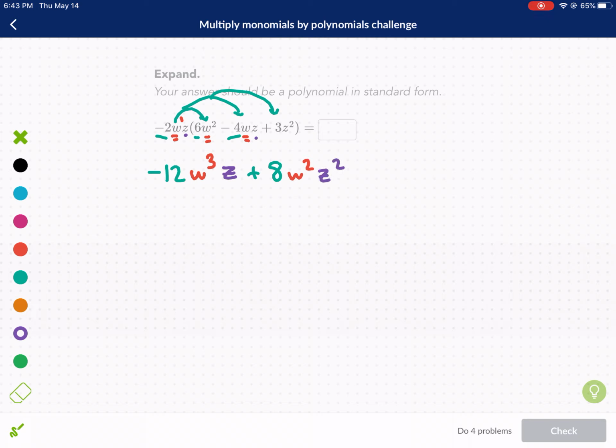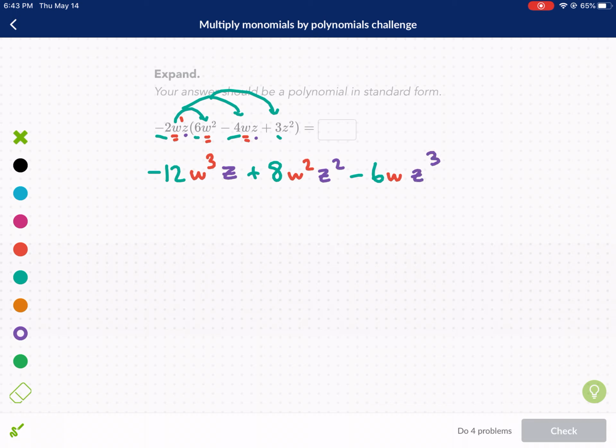Now we have our last term, negative 2wz times positive 3. That's going to give us a negative 6. Notice how there's no w's inside the parentheses, so we're just going to leave the w. And then z squared times z will give us z cubed.